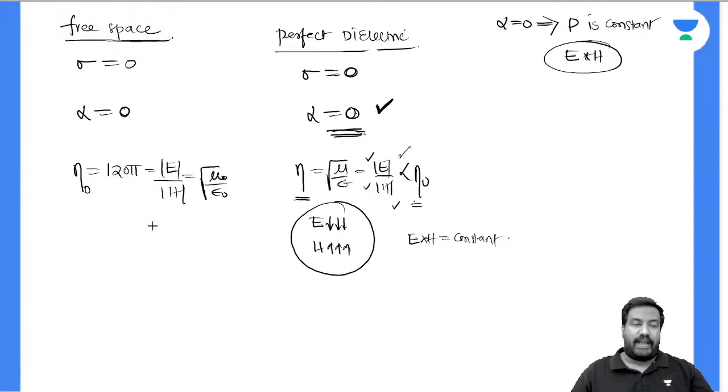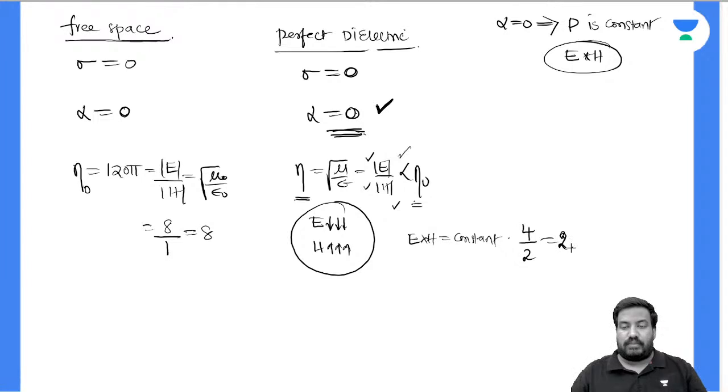For example, here E is 8 and H is 1. Here E is decreasing from 8 to 4, and H is increasing from 1 to 2. Here eta is 8, here eta is 2. Very clearly eta is decreasing. E is decreasing, H is increasing, okay.